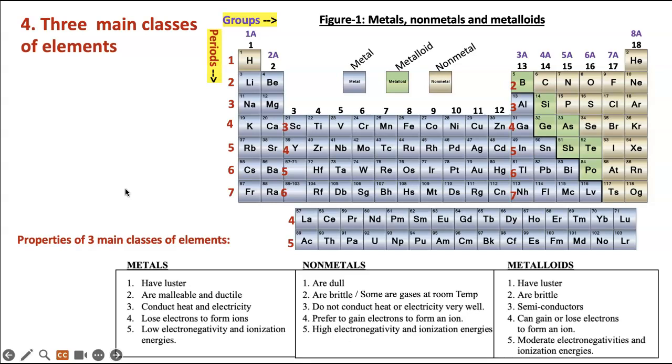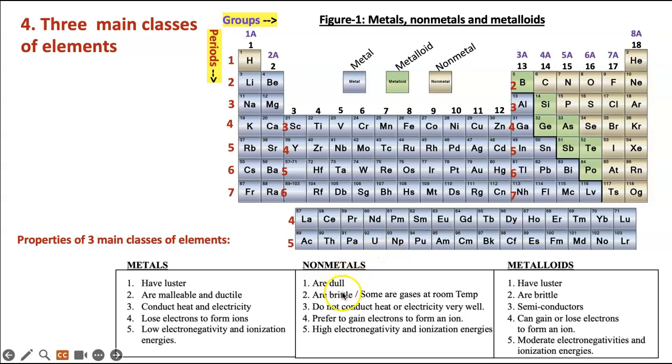So here are the properties of the three main classes of elements. You know this already. Metals have luster, they shine. They are malleable and ductile. We came up with these two properties in properties of substances. Notes, malleable means you can hammer it into shape, and ductile means you can pull them into wires. They conduct electricity and heat. That means electricity and heat can go through them to another substance. They lose electrons when they form ions. So that means they make cations and they are positive. They have low electronegativity and ionization energies. We will discuss what that is in another lesson.